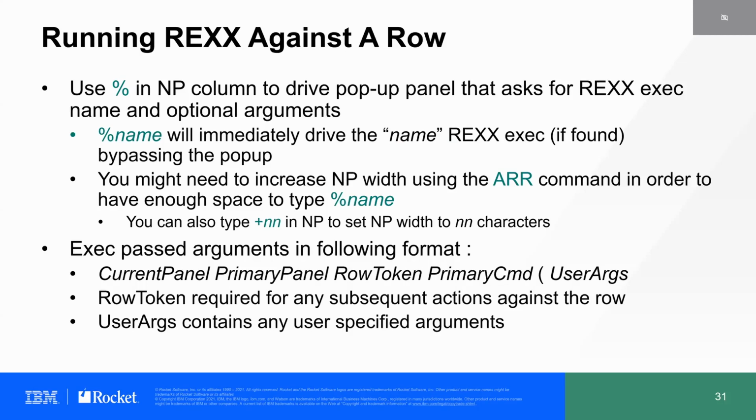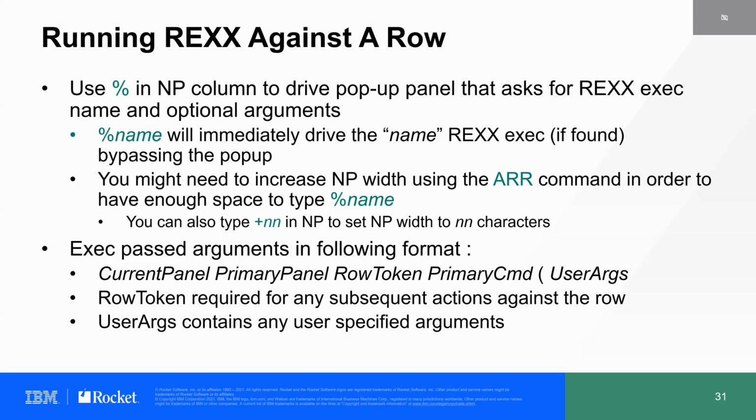Okay, so if you use the percent action character, you will drive a pop-up panel that asks for a REXX exec name and any optional arguments you want to give it. Or you can type in percent and then immediately the REXX exec name, and you'll drive it immediately there. If you're doing that, you might need to increase the width of MP, and you can use the ARRANGE command in order to do that.